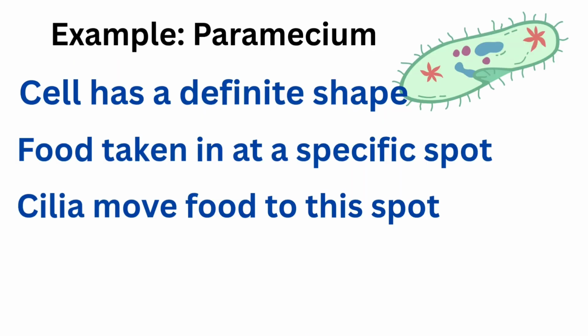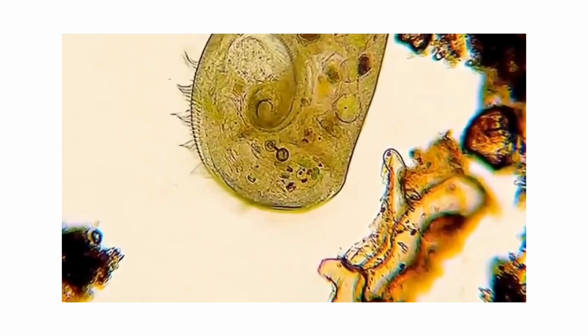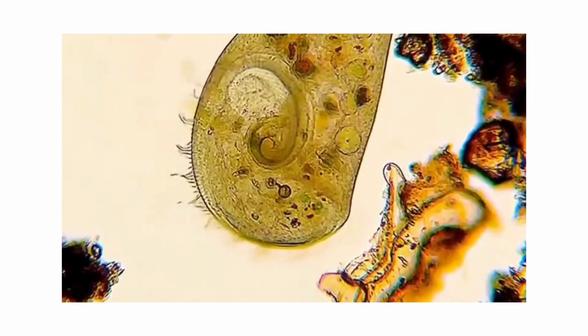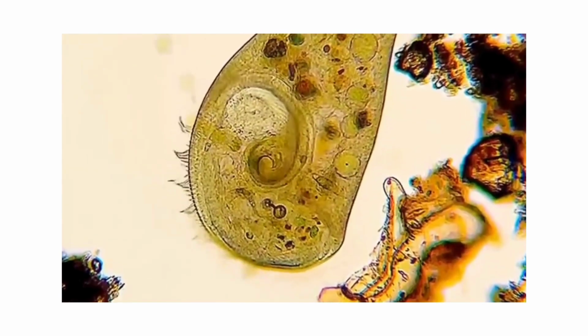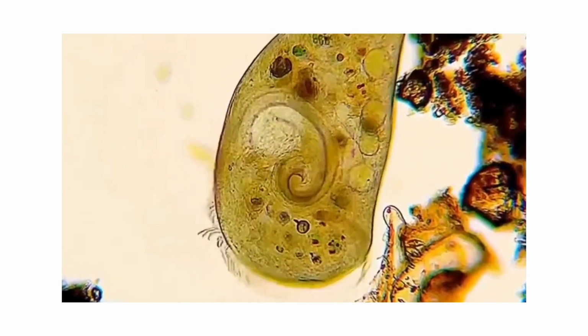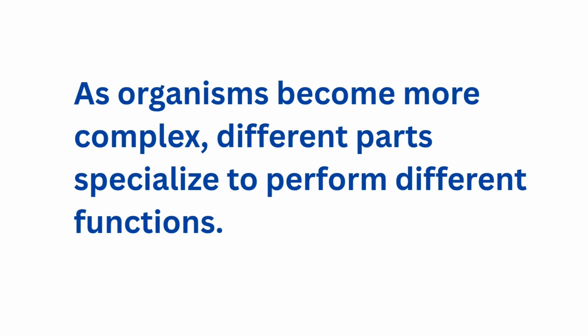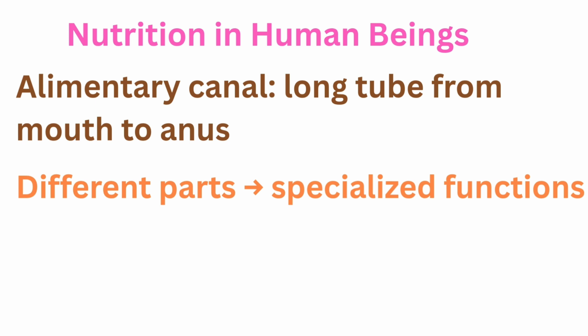In another unicellular organism, Paramecium, the cell has a definite shape and the food is taken in at one specific spot. Tiny hair-like structures called cilia cover the cell surface, and these cilia help to move the food towards this spot. But as the complexity of an organism increases, different parts of the body become specialized to carry out specific functions. And now let us look at nutrition in human beings.